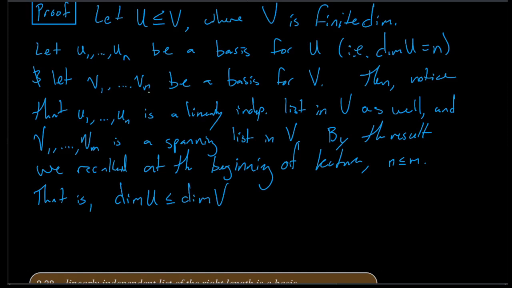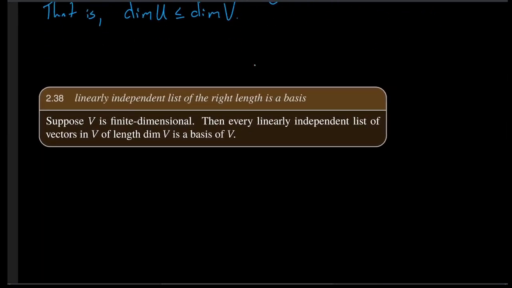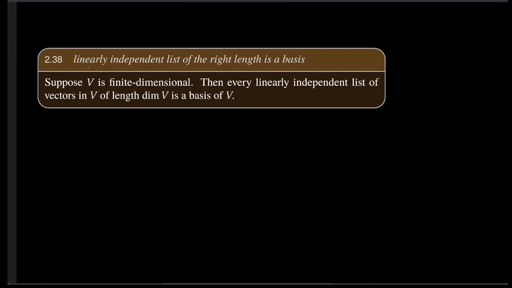since V1 through Vm is a basis for V, which means that since all bases have the same length, the dimension of V is m. That is, dimension measures the length of any basis. Okay, cool. So we got that. All right, what about another one? Here, a linearly independent list of the right length is a basis.